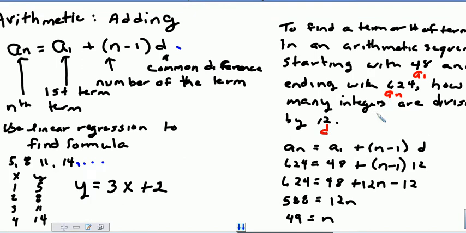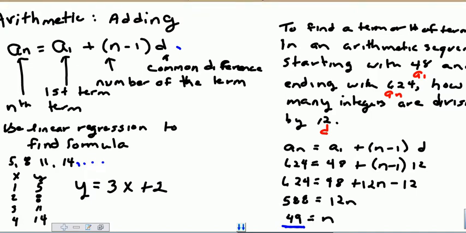So how many terms are going to be in this sequence? Well, 624 is equal to, the first term is 48, plus n I don't know, n minus 1 times 12. Distribute the 12, simplify your expression, and you get n is equal to 49, which means that there are 49 terms in that particular sequence of numbers that starts with 48 and ends with 624.